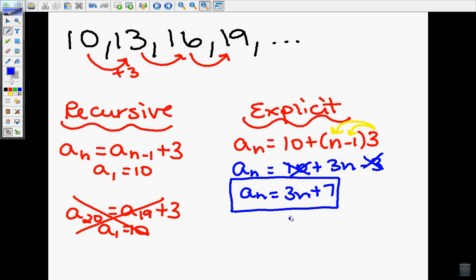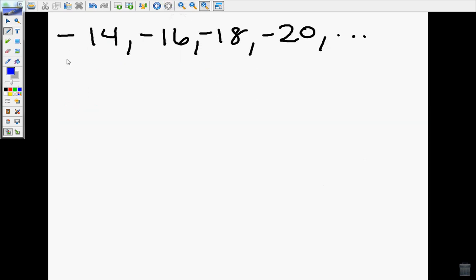And so in this case, the slope is 3. That's the same thing as our common difference, which is 3. Because think about it, if you had a slope of 3, that's 3 over 1, that means you're adding 3 for every one term. That's what we're doing here. We're adding 3 to each term. Okay? All right, let's look at this next example.